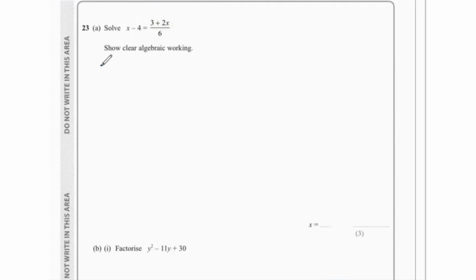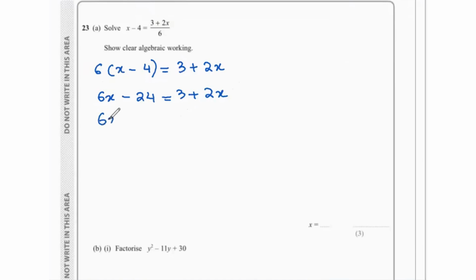When you cross multiply, it becomes 6 times x minus 4 on one side and 3 plus 2x on the other side. When we expand the bracket, 6x minus 24 equals 3 plus 2x. Collect the like terms on each side: 6x minus 2x equals 3 plus 24.